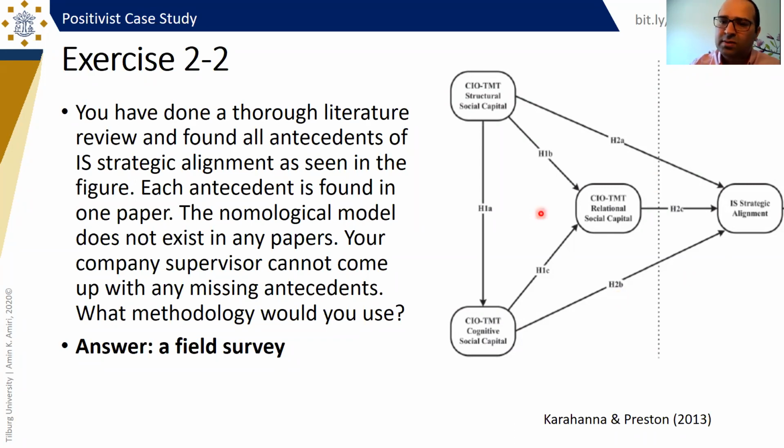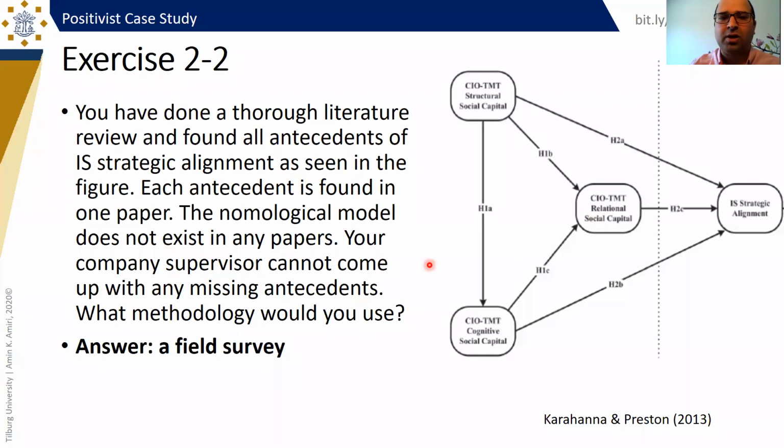So you end up with finding exactly the same theory. You're not going to have any contribution to the literature. You're not going to find any new things. So it's better to go for a field survey. You cannot find new constructs, but at least you can show the strengths of this relationship using numbers.